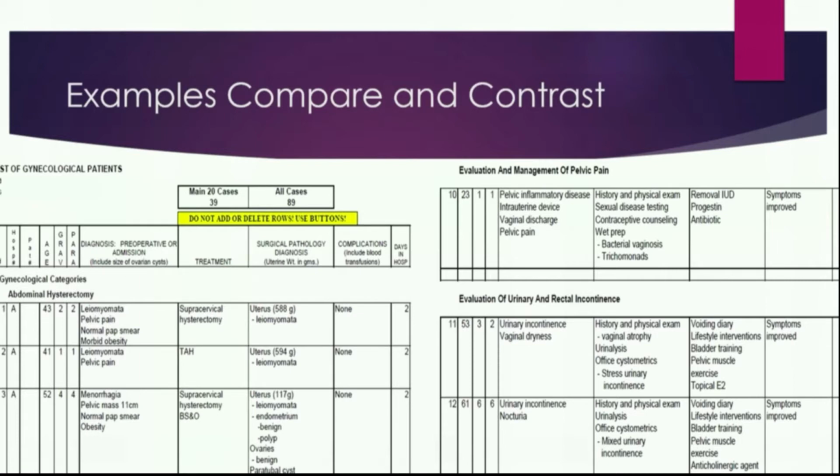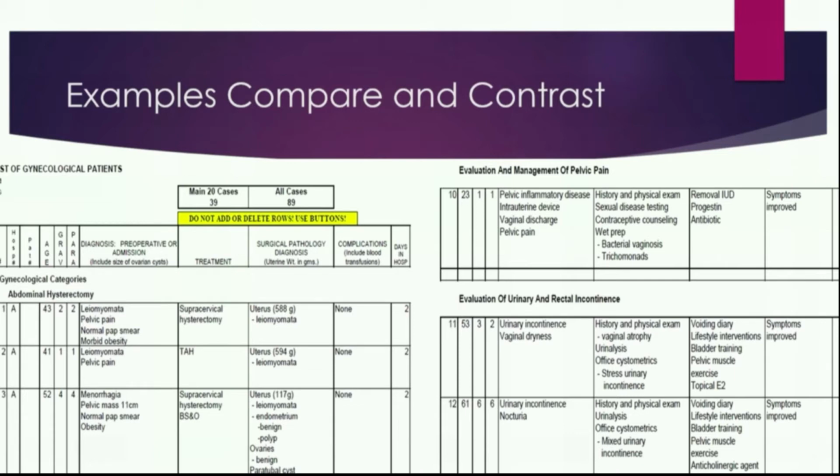And then in case 3 here, not only did I do a supracervical hysterectomy, but I also did a BSO on a patient that was 52. Why did I do a supracervical hysterectomy in this case? I had a pelvic mass that was 11 centimeters that was almost within the cervical area, and it made it more difficult to take out the cervix, so I put that in there. So this is an example of compare and contrast.